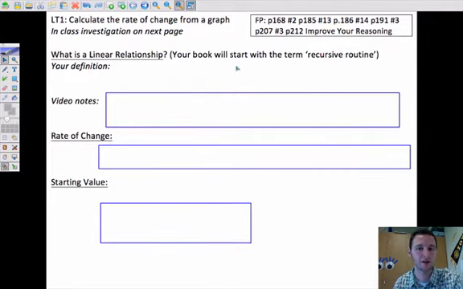So the first thing that I would like you to do is just talk about what you know about a linear relationship already. Maybe it's something you remember from last year. Maybe it's just something you know the definition of linear, but just on this your definition part, go ahead and pause the video and then write down anything that you know, just your own brainstorm about what a linear relationship is.